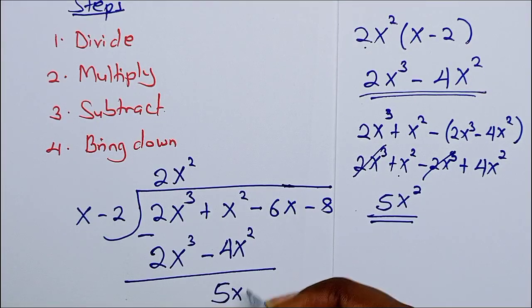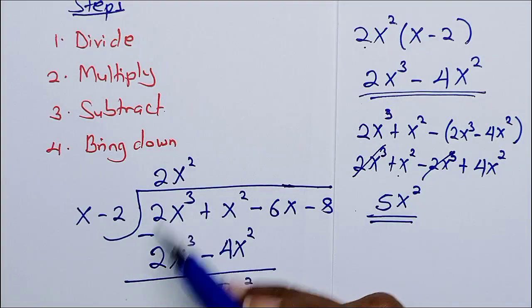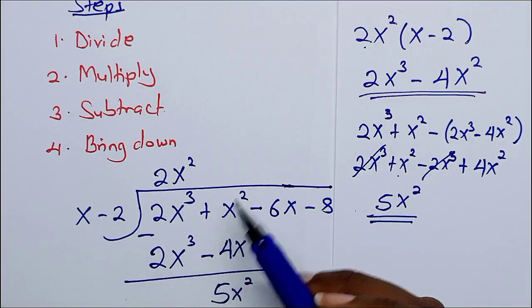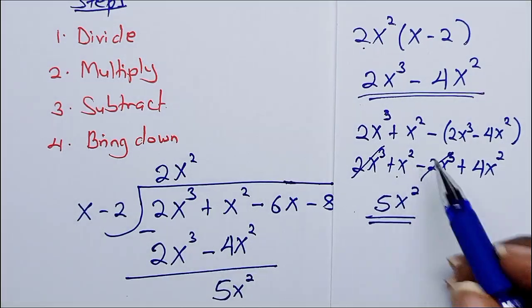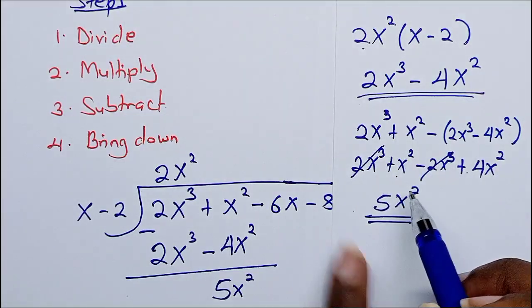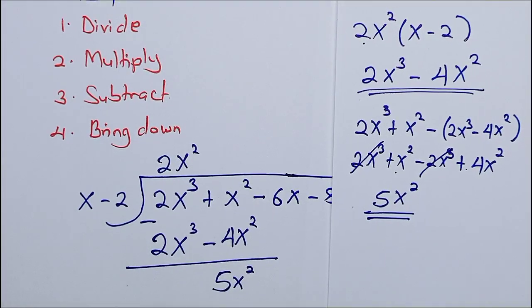So 5x squared. If this gives you no problem, you could have done it from here. So this would be 0 plus x squared plus 4x squared, 5x squared. But I always prefer you do it from the side so that you clearly see what you're working with. You write this and then subtract this whole thing. So you have that.